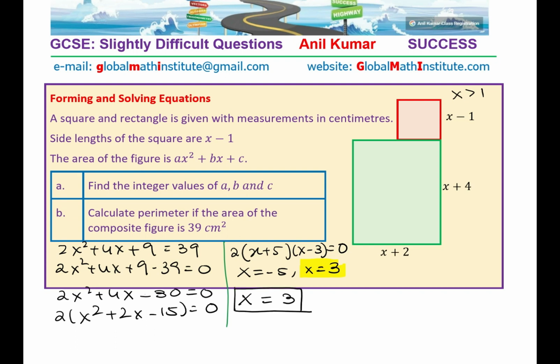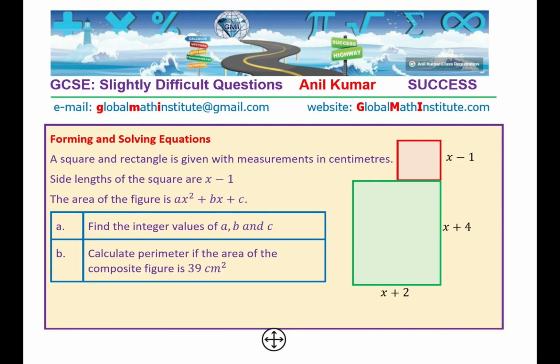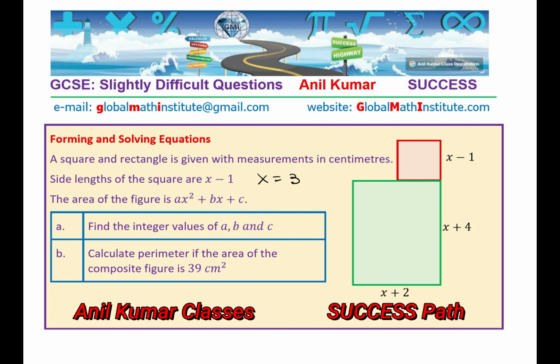So once we get this solution, the value of x, we can find each and every side and then the perimeter. Makes sense, right? So let's move on to the next page. And what we have here now is that x equals 3. Substituting 3, let's write down the sides of the rectangles. The first one is the square, which is 3 minus 1, which is 2.